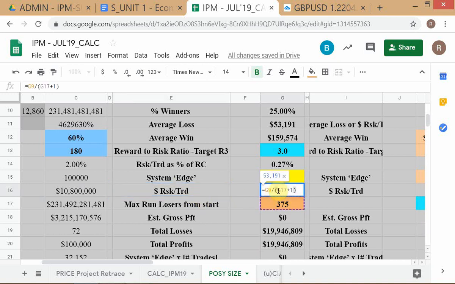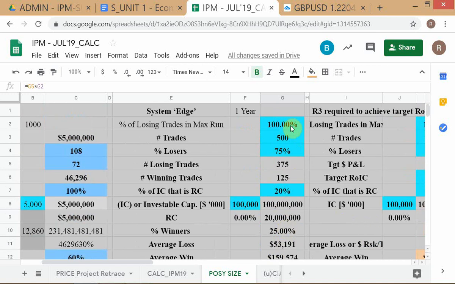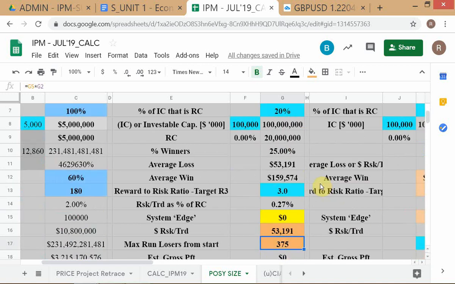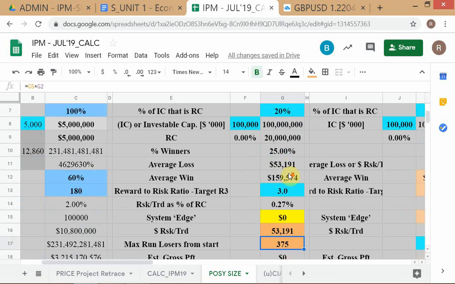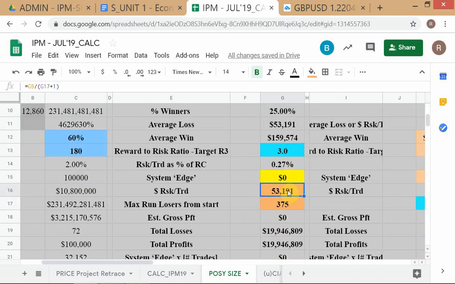Look at the formula here. G17 is the same as... what is G75? Yeah, this is max run of losers from the start, because this is actually connected to this figure, 100%. That's why the formula takes this, because it allows you the flexibility. But therefore, we take it from this 375, you can see the same as number of losing trades. So this here is G17, which is the total number of losing trades, 375 losing trades, plus 1 is my divisor. So total number of losing trades, I need to have money left for one more trade.